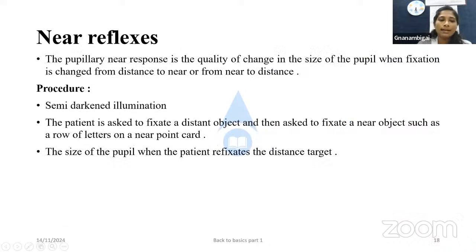And next is the near reflex. The pupillary response is the quality of changes in the size of the pupil when the fixation is changed from distance to near or from near to distance. Procedure: semi-darkened illumination. The patient is asked to fixate a distance object, then asked to fixate the near object, such as the row of letters on the near point card. Observe the size of the pupil when the patient refixates on the distance target.